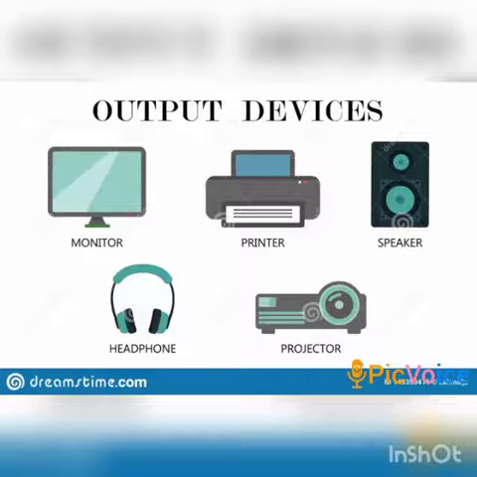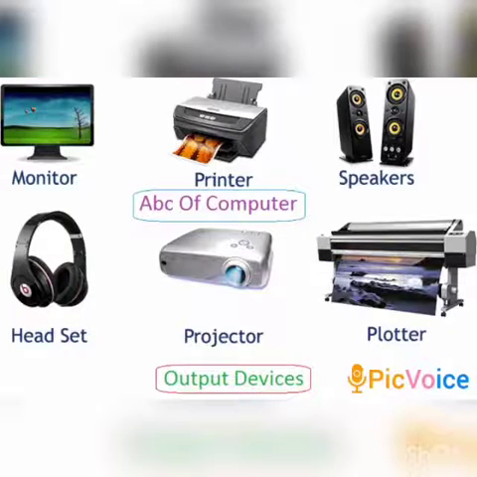Then output devices, that are used to display, print and show the results. The processing done by the CPU, normally the result is displayed on the monitor. There are various output devices to get information from the computer. The most common output devices are monitor, printer, speaker, headset, projector and plotter.